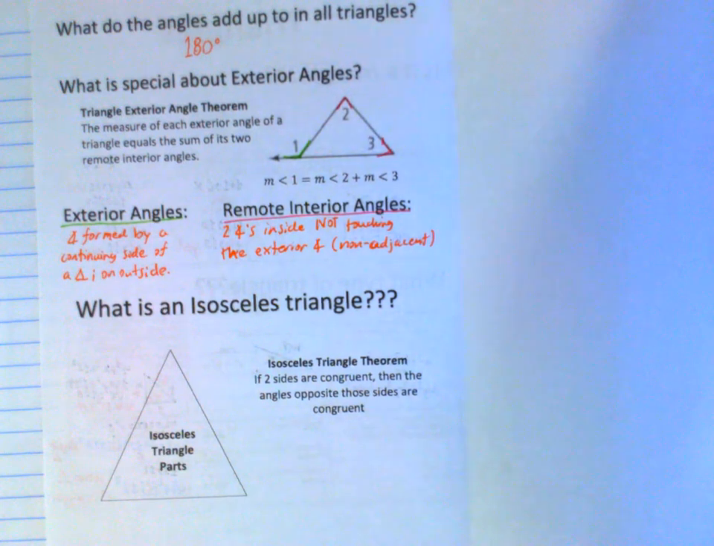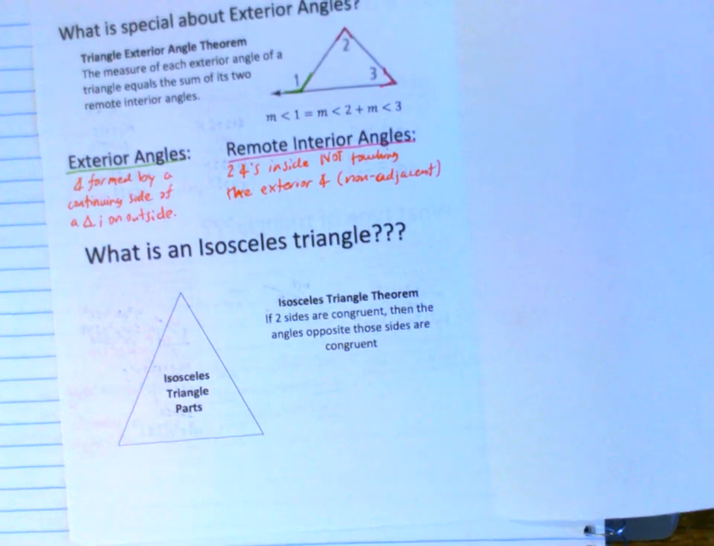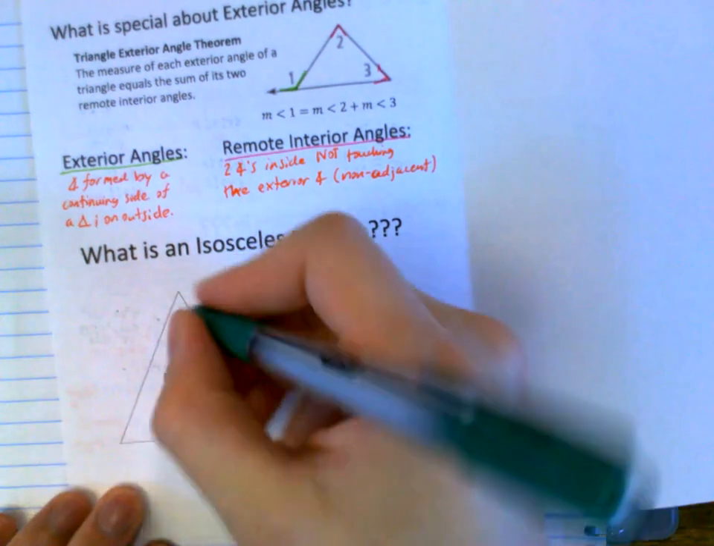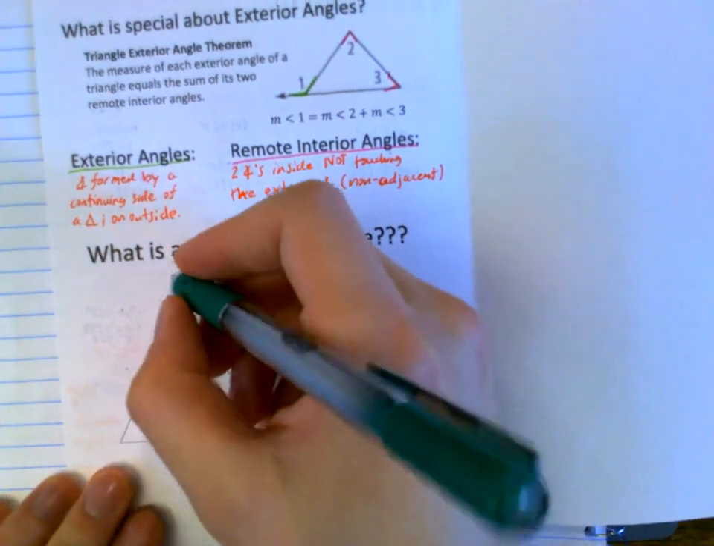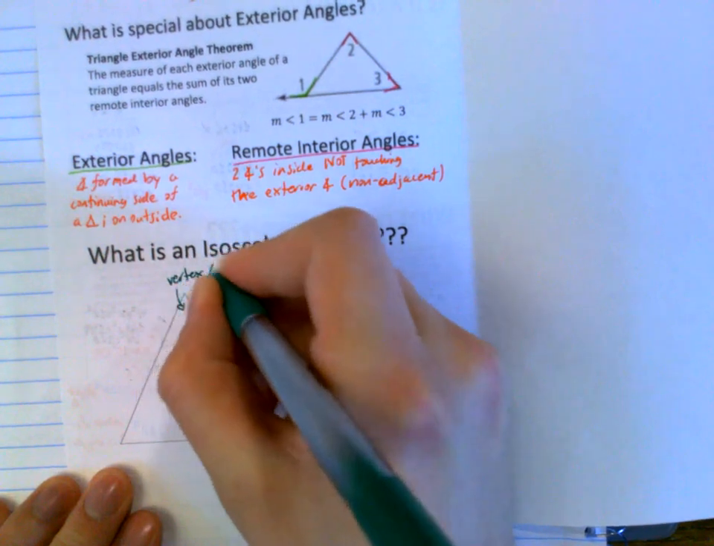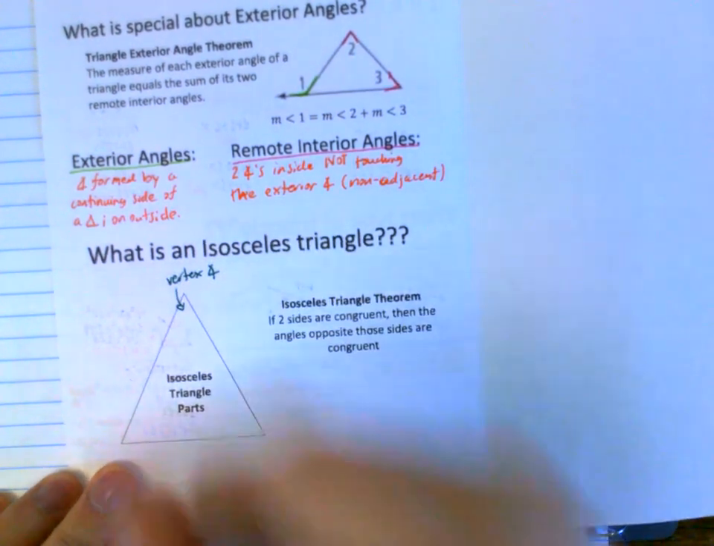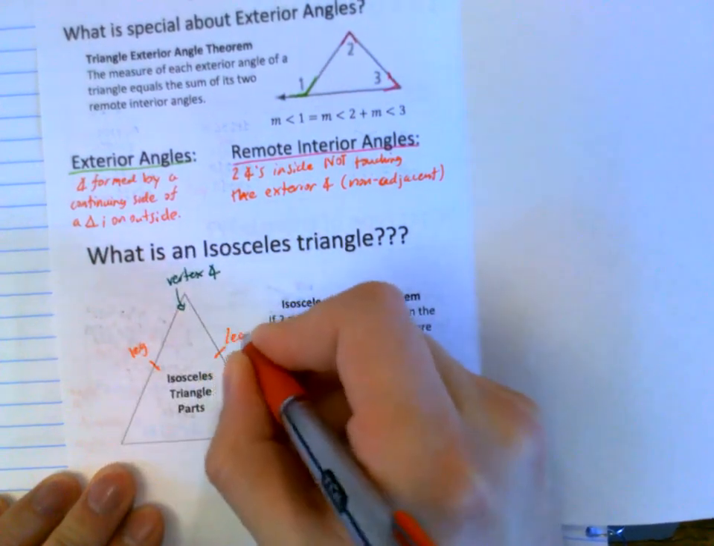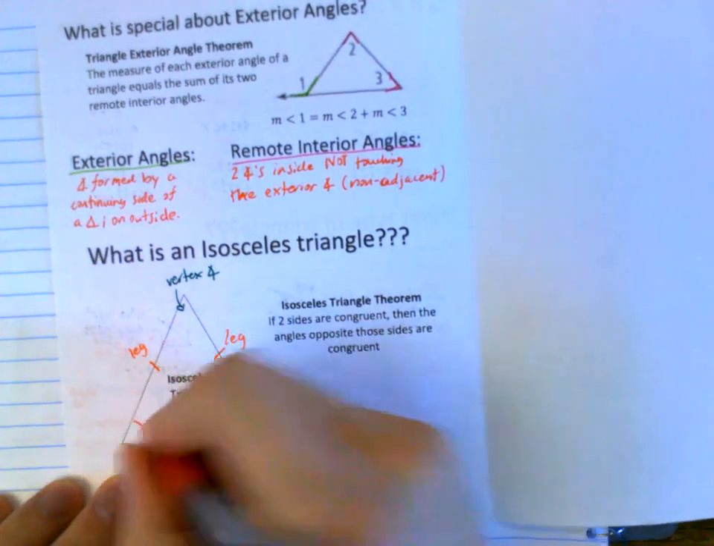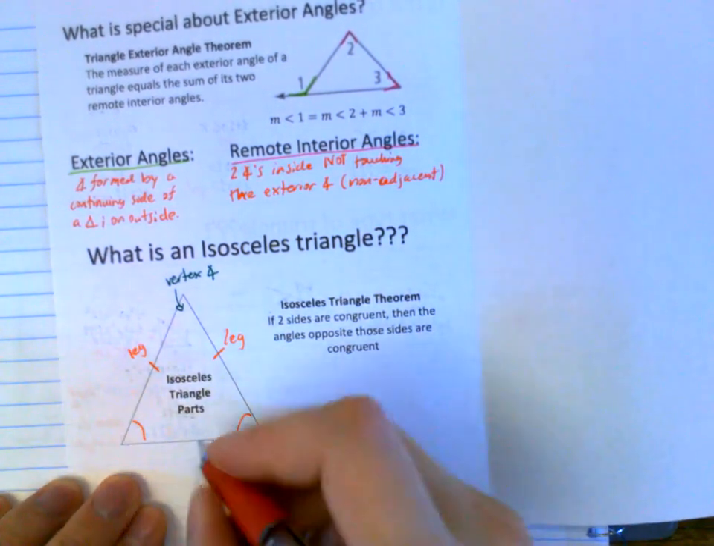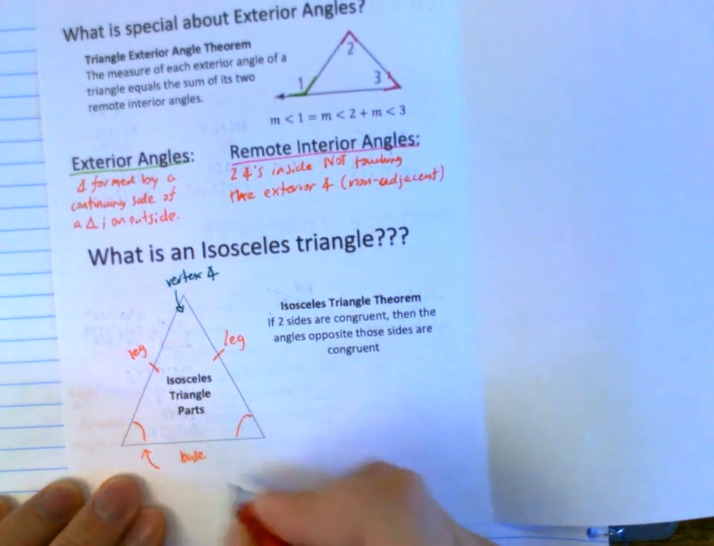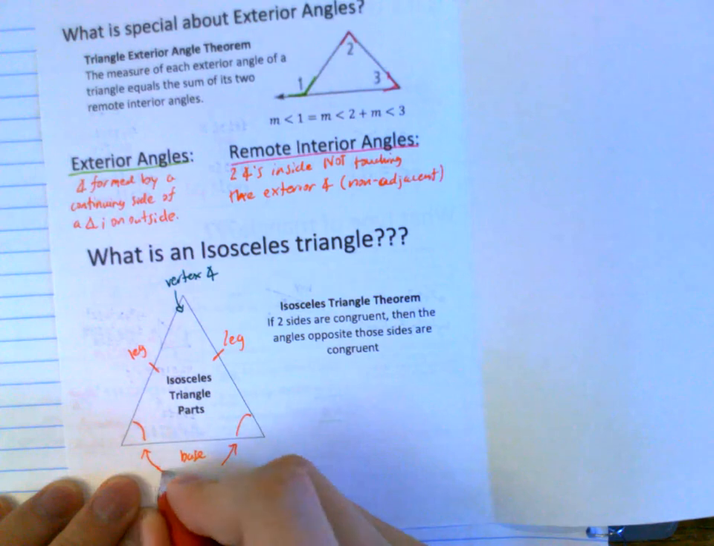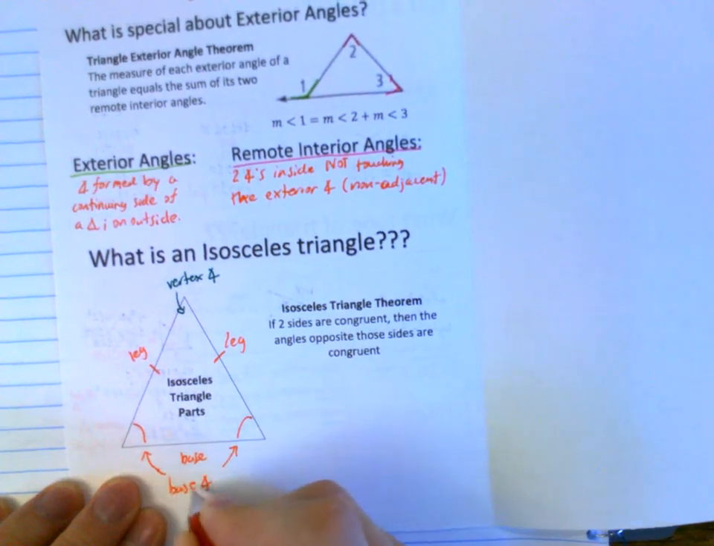Next up, everybody's favorite pal. We've all heard him. We all love him. The isosceles triangle. Okay. Here we go. This right here is called a vertex angle. This right here is a leg. This right here is a leg. We got an angle. We got an angle. Base. Both of these right here are referred to as base angles.